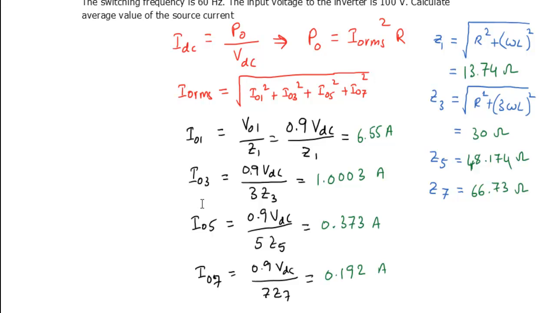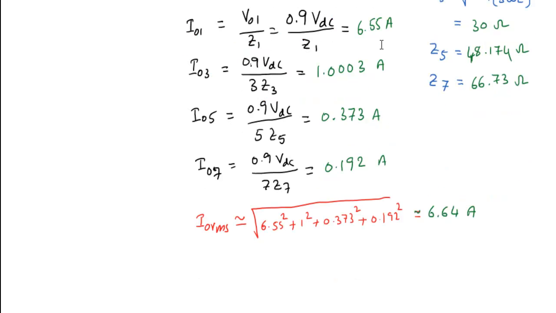It will give 6.55 ampere. Then I03, that means the third harmonic current RMS value, V03 is nothing but V1 divided by 3, divided by Z3, then it's approximately 1 ampere. Likewise, we need to calculate I01, I03, I05, I07. Once you got this, we need to substitute here. Once you substitute, you can get the approximate RMS value. If you substitute all these values in this equation, you will get the approximate current as 6.64 amperes.